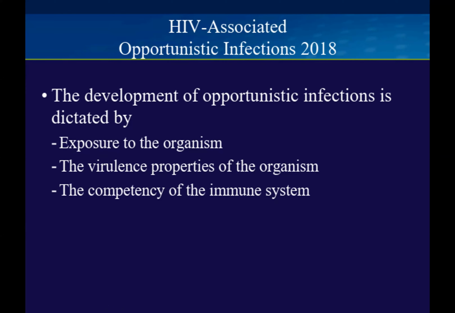This is because it is based on what kind of infections you are seeing in a particular geography, and whether primary prophylaxis will be useful or not. So even if it is there in other Western guidelines, in the Indian guidelines you will see primary prophylaxis of only cotrimoxazole. So it is based on exposure to the organism, then the virulence and property of the organism, and also the competency of the immune system of the host. These are the three basic factors which decide the occurrence of OIs or not.